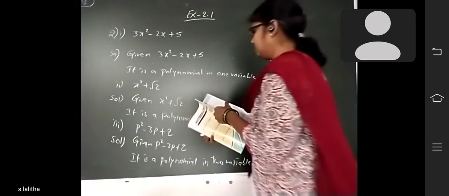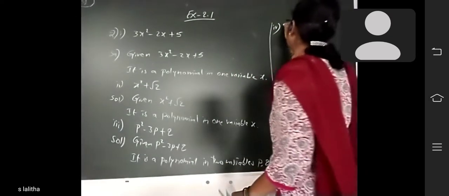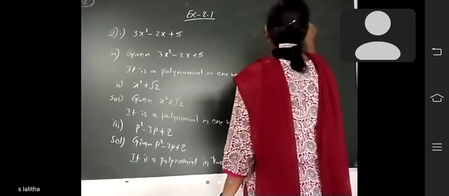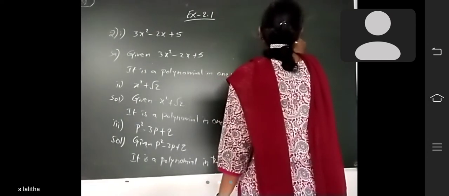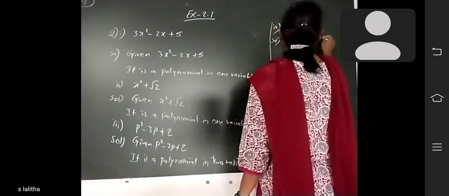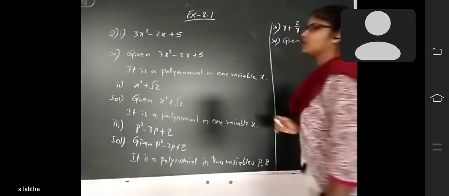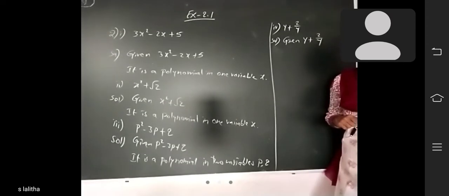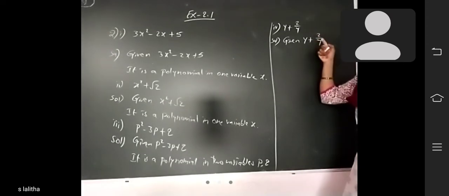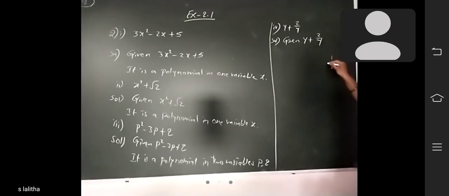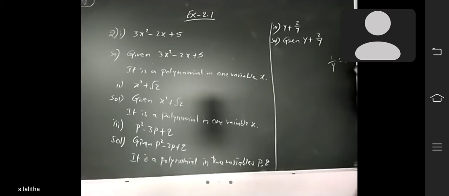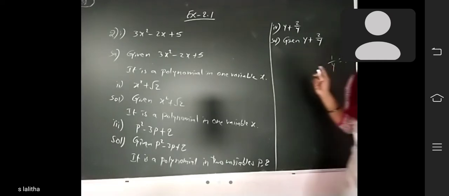Next, fourth one, y plus 2 by y. Is it a polynomial, children? Why is it not a polynomial? Because here 2 by y, how can you write this one? y power minus 1. Here the power is negative. So that's why it is not a polynomial, children.